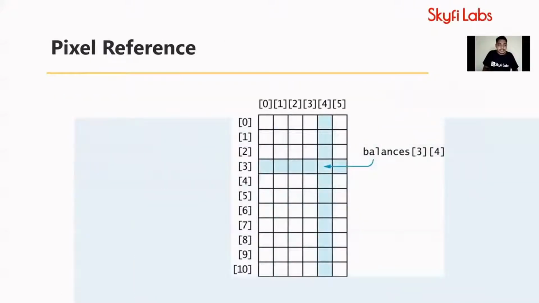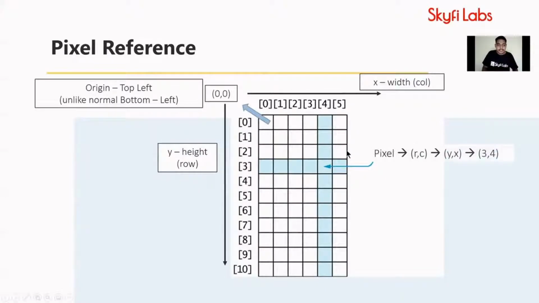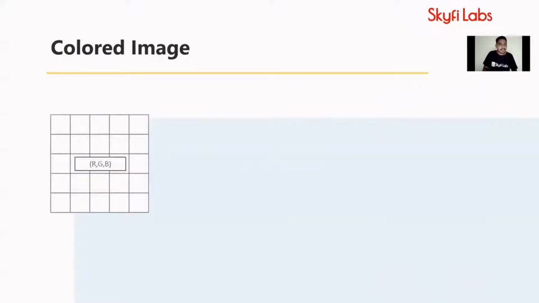Now, what is a pixel reference? Like I said, suppose we want to take this particular cell. It is on the 3rd row and the 4th column, and it has some intensity inside it, which can be a number from 0 to 255. It's a 2D array matrix which has 2 dimensions, x and y. A black and white image is a 2D matrix.